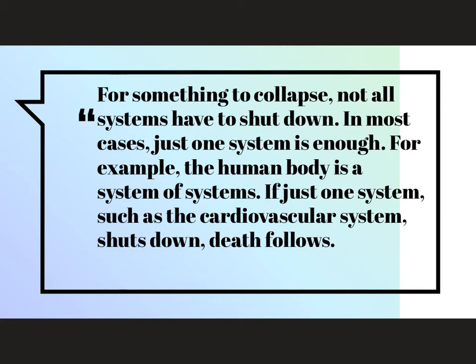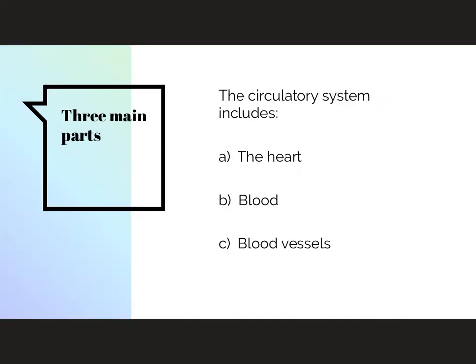And I found this quote, and I think it's kind of interesting. In particular, I like towards the end here where it says, if just one system, such as the cardiovascular system, shuts down, death will always follow. So in the human body, we have these 11 organ systems, but if one system fails, all the others are going to fail too. That is, we can't really live without those organ systems.